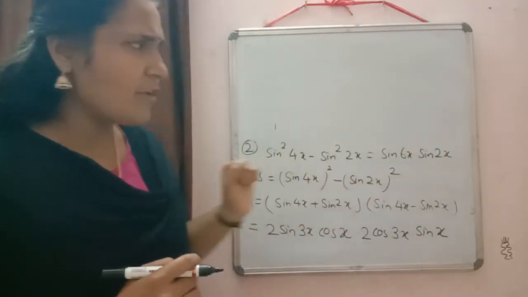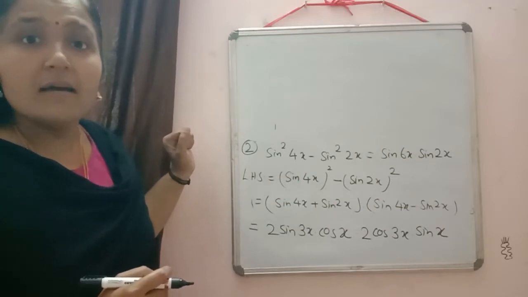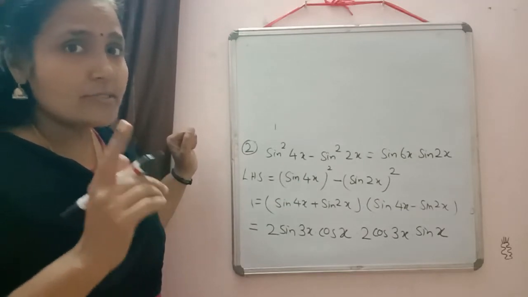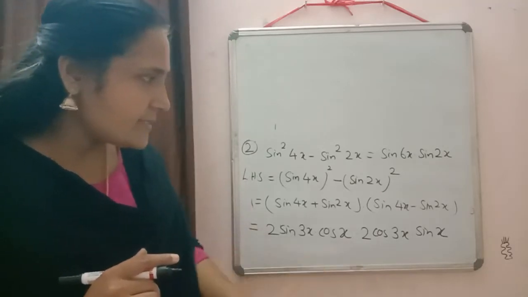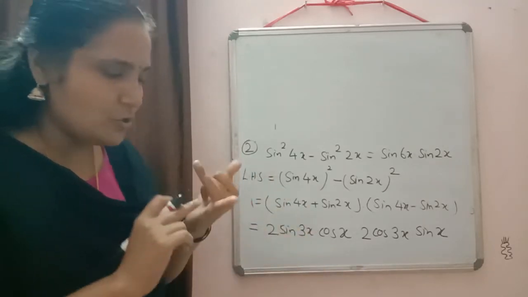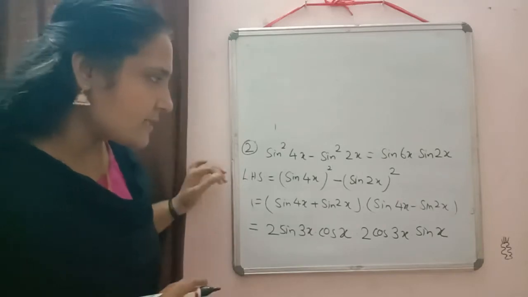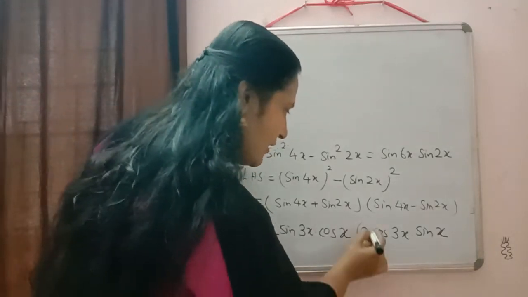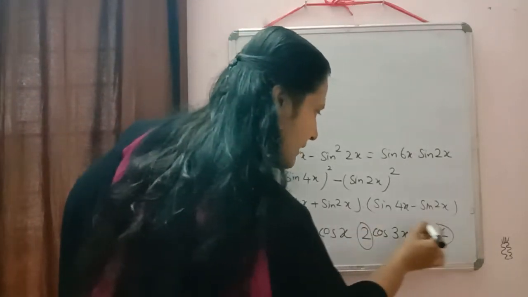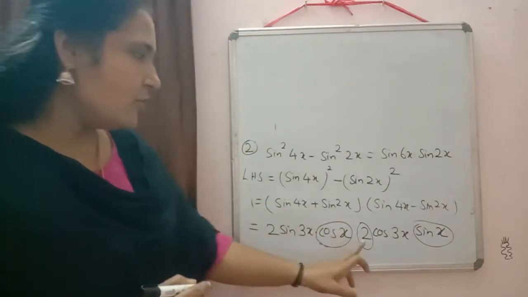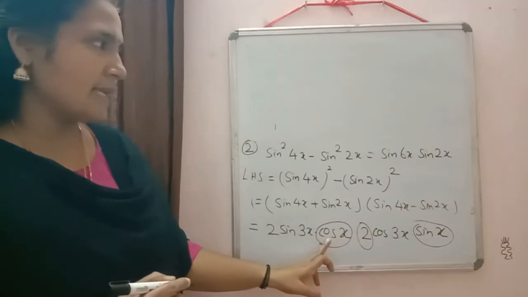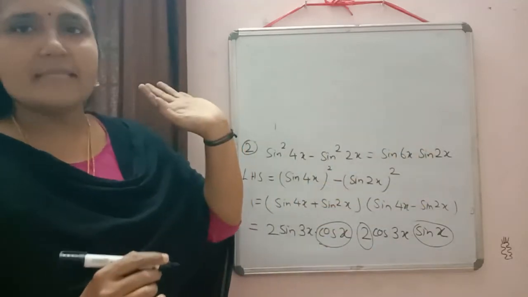Do we know what is the formula for sin 2x? Yes, that is 2 sin x cos x. So just to check in the right hand side whether we have the expression 2 sin x and cos x. Yes, we have here 2 and we have here sin x also and we have here cos x also. So 2 sin x into cos x will be equal to sin 2x.